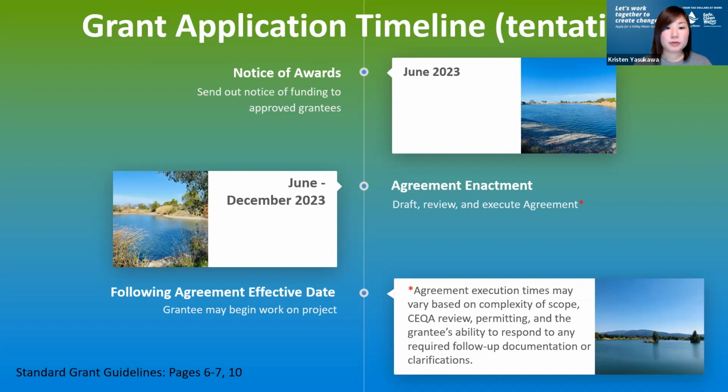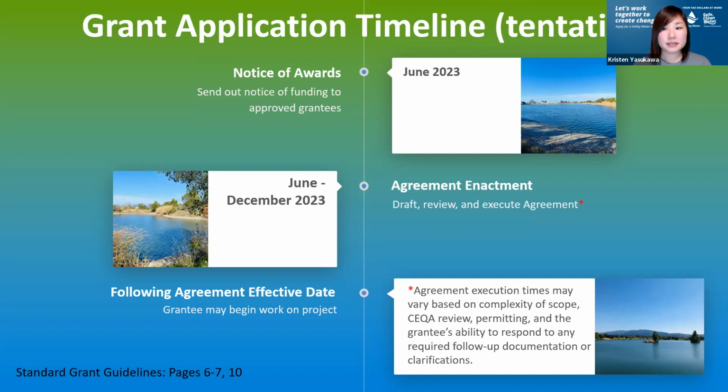And then we will need to collect insurance. We will need to go through an environmental review process here at Valley Water. And we will need to have a legal review of the agreement. Then the agreement will be signed by both parties. And upon that time, that's when the agreement takes effect and we consider it an executed agreement. And from that point forward is when you can start your project and start requesting reimbursements.